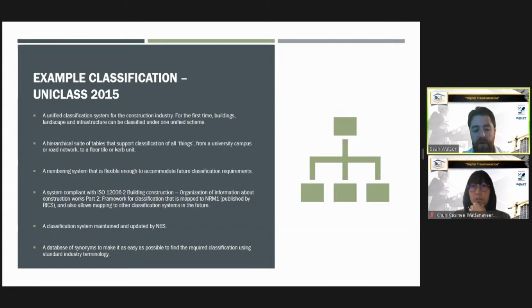It's compliant with ISO 12206 Part 2, which again conforms to the ISO 19650 standard.